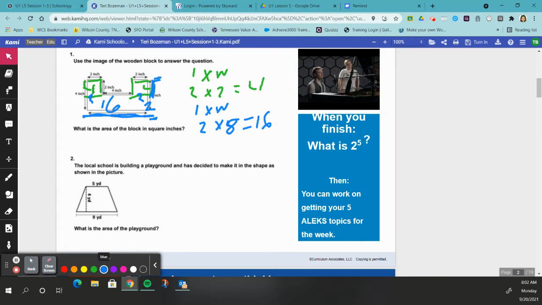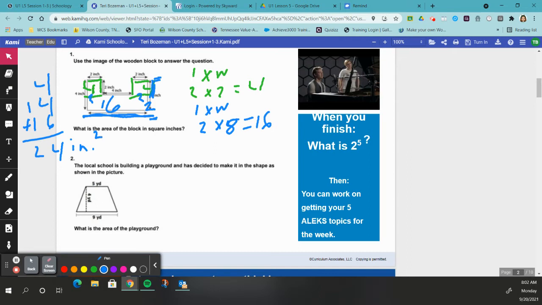So then I add all of those areas together. I would add 4 plus 4 plus 16. So this would be 14. 4, carry my 1, 24 inches squared. That is the total area there. So again, you decompose and then find the areas of each and add each area together.